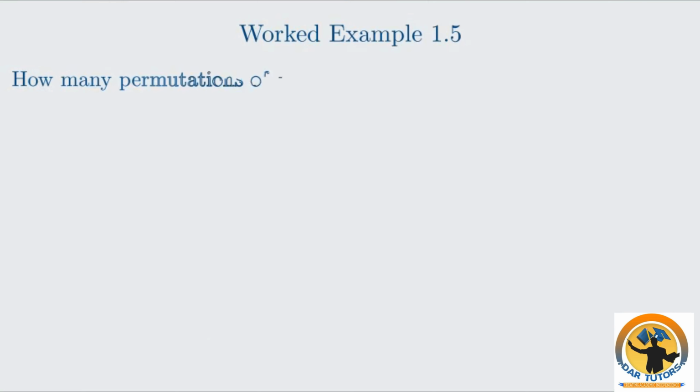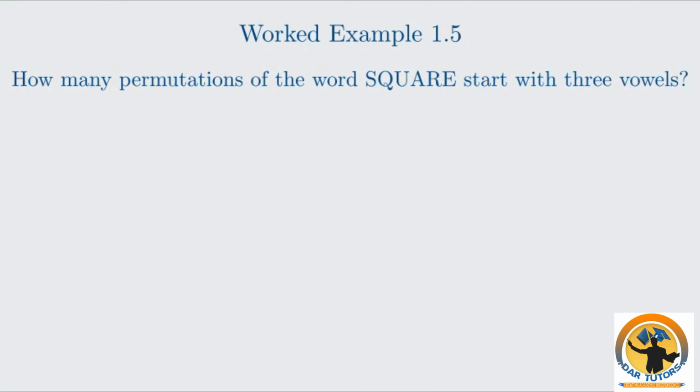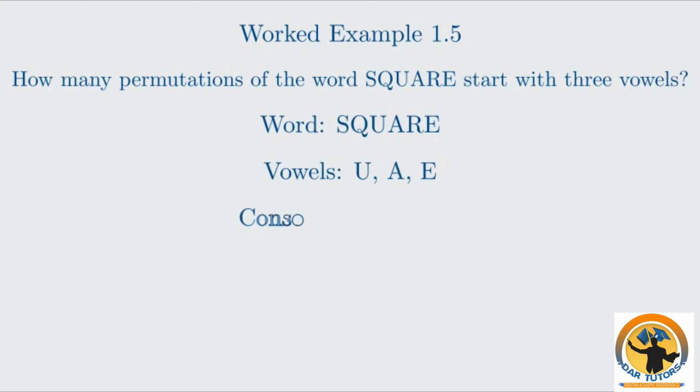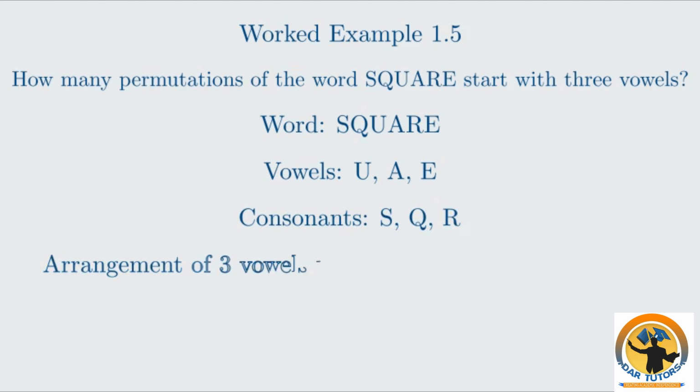Let's try another one. How many permutations of the word square start with 3 vowels? First, let's identify the vowels and consonants in square. The vowels are U, A, E, and the consonants are S, Q, R. The constraint is that the first 3 letters must be vowels. We have 3 vowels to arrange in the first 3 positions. The number of ways to arrange the 3 vowels is 3 factorial, which is 6.